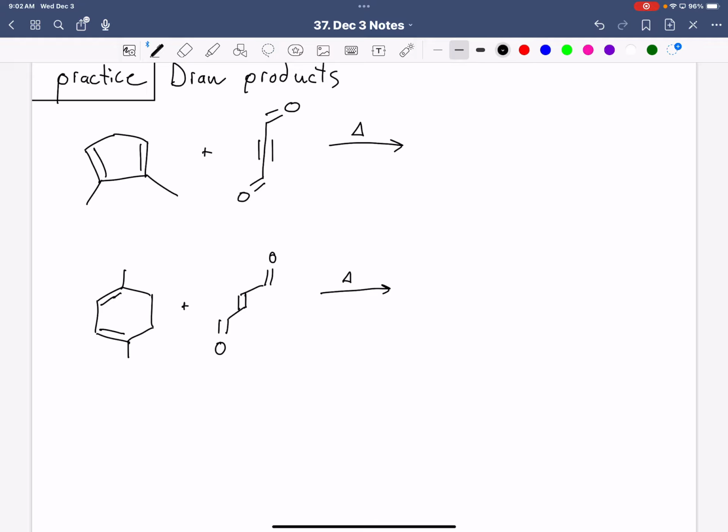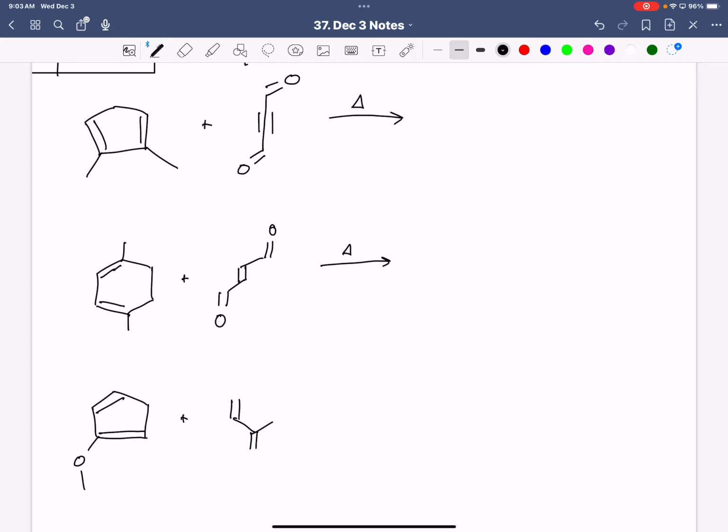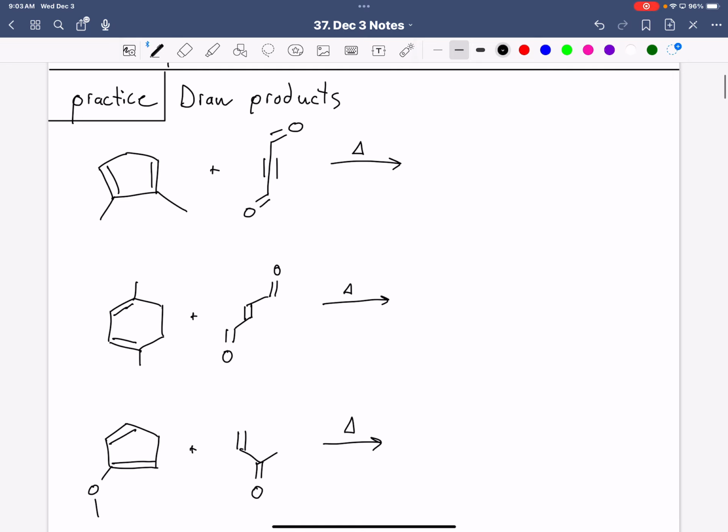I'm still just putting a little heat for all these reactions, because again, we usually end up heating Diels-Alders a little bit. So these will all lead to bicyclic Diels-Alder products, and I challenge you to draw the side view, the fun version.